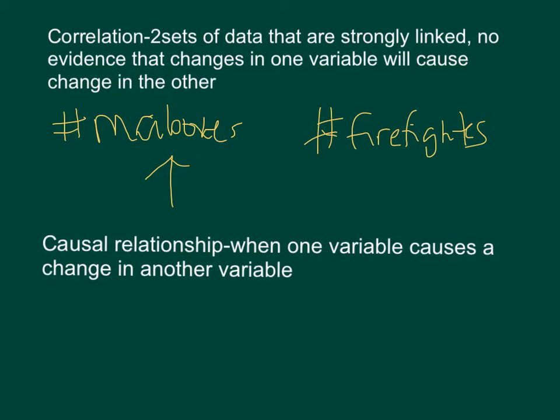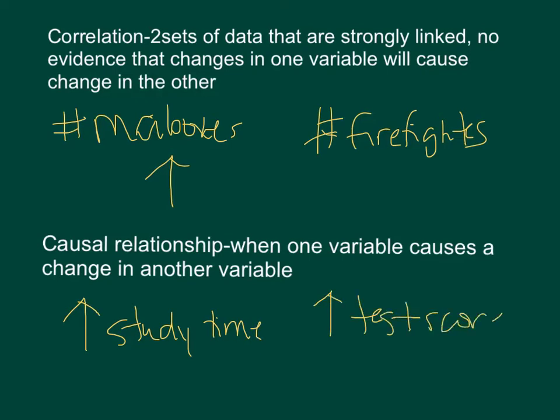A causal relationship is when one variable causes a change in another variable. A good example is, if you increase your study time, you increase your test score. Both of them are going up. So this has a correlation and it has a causal relationship. When you increase your study time, it is going to increase your test score.